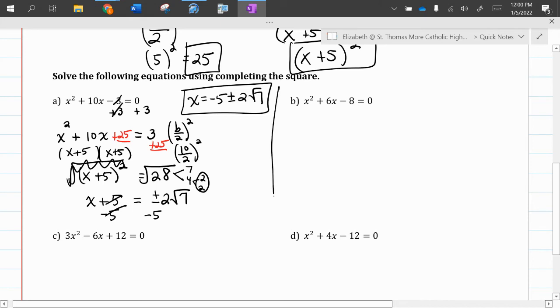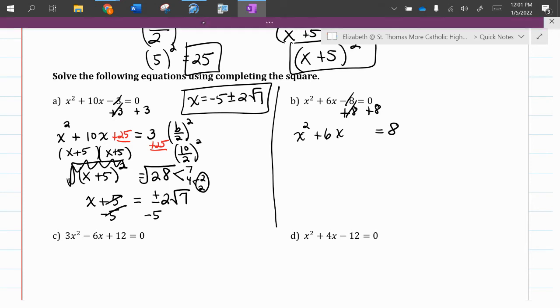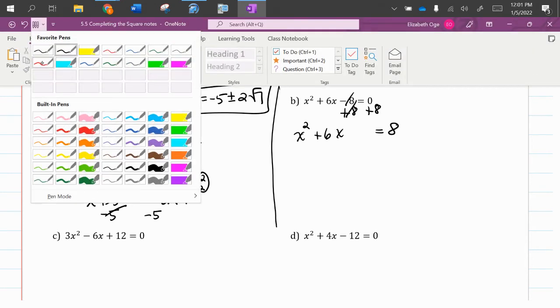All right, let's do it again. All right, so this example looks very similar. So the first thing I'm going to do is add 8 to both sides. So I get x squared plus 6x, leave a space, equals 8. Move the 8 to the other side. Leave a space because the next step is to complete the square.